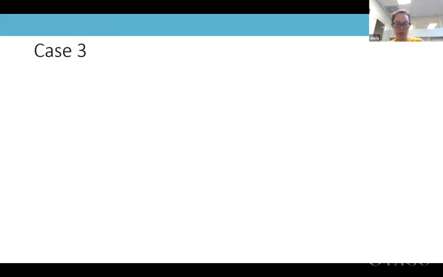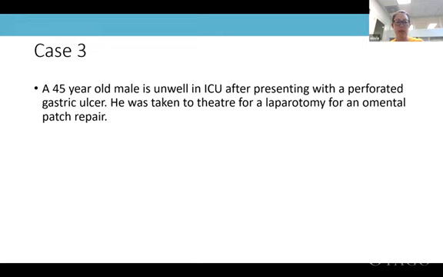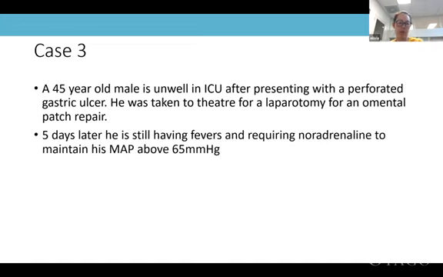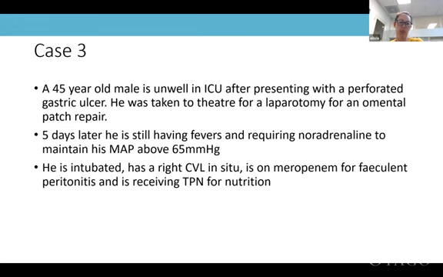All right, so we've got case number 3, a 45-year-old male, unwell in ICU, presenting after a perforated gastric ulcer, which he was taken to theatre for a laparotomy and an omental patch repair to cover it up. 5 days later, he's still having fevers, still requiring noradrenaline to maintain his blood pressure above 65 millimeters of mercury. He's intubated, he's got a right central venous line in situ.